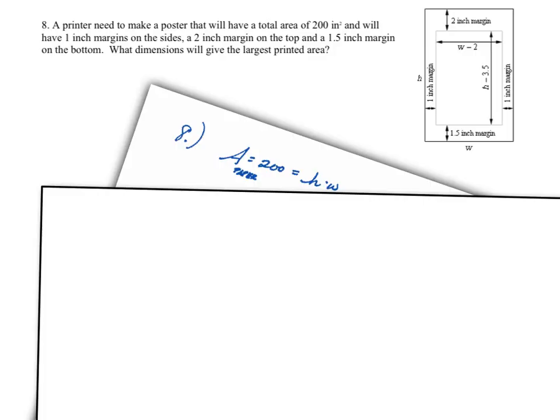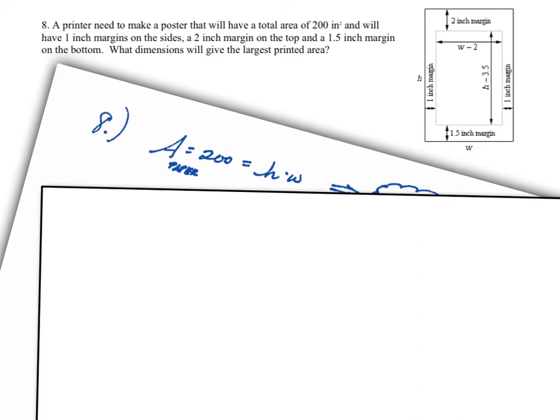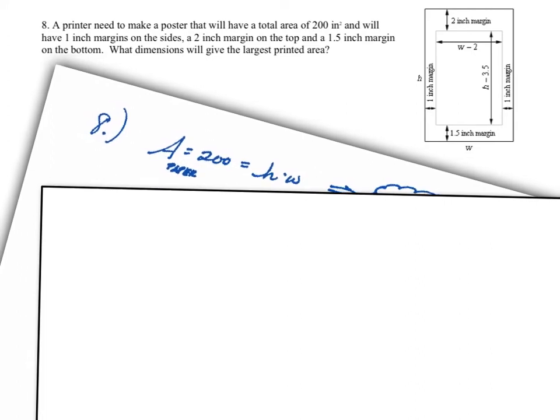Alright, taking a look at number 8, we have another printer issue. We want to find the largest printed area given a certain square inches of paper. We can use 200 square inches of paper. That given area is going to be our constraint, and that is h times w given this picture here. They've already marked up the variables h and w.